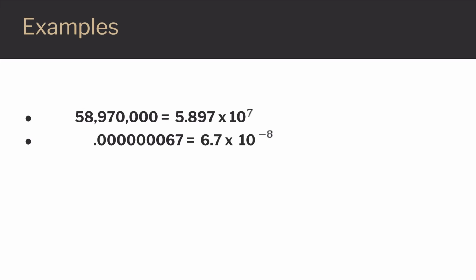Let's take a look at some examples. In our first example, we have 58,970,000. We could rewrite that as 5.897 times 10 to the 7th power. Notice that 5.897 is a number between 1 and 10, and it's multiplied by 10 to the 7th power. In the second example, we have a very small number, 67 billionths. Rather than writing all those zeros out, it's easier to rewrite it as 6.7 times 10 to the negative 8 power.